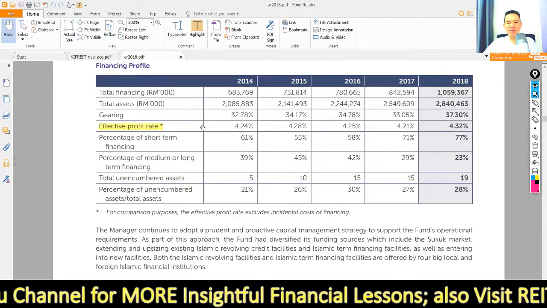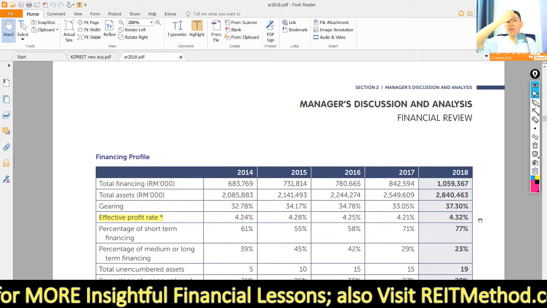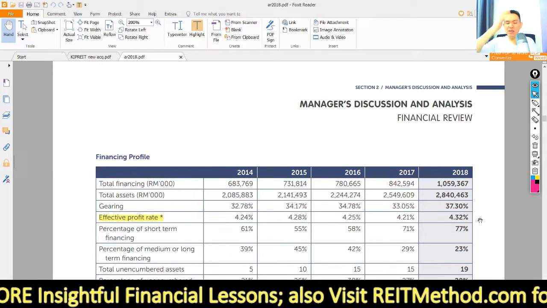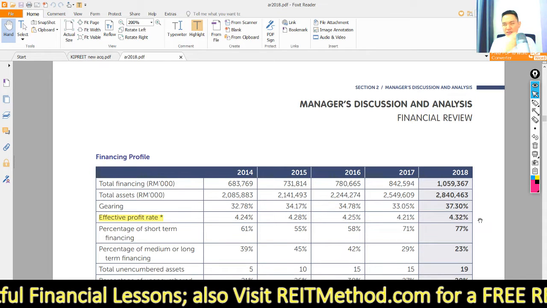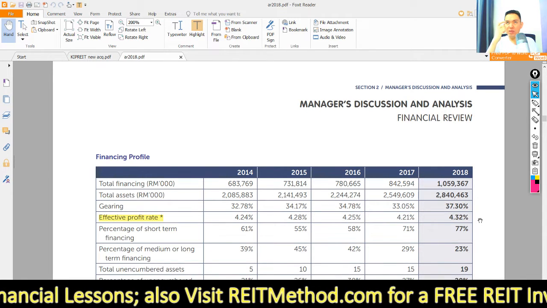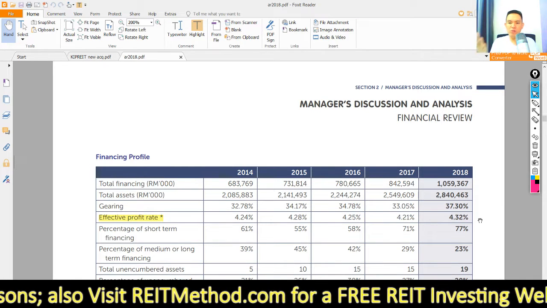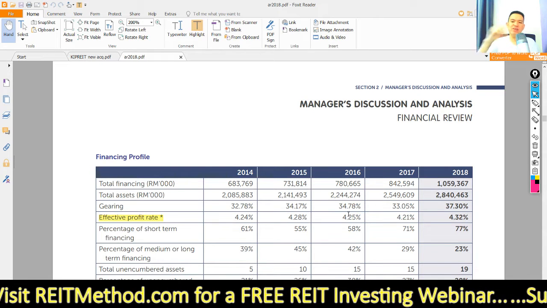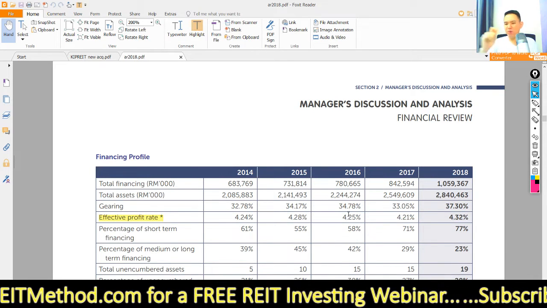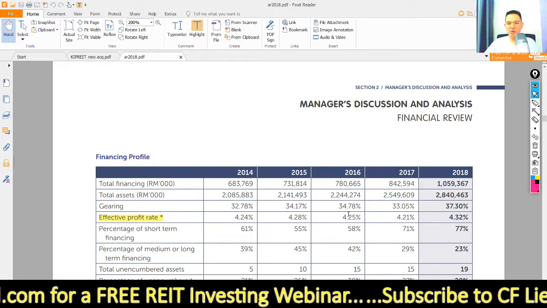Now the financial profile is very interesting also, because this is the important thing. What I've taught in the previous modules, if you are in the REIT method course, is when they borrow money, there's a certain interest rate, of course, right? Obviously for AXIS REIT, they are able to have their financing at a relatively lower rate, 4.3, 4.2, compared to normal, like 4.6 and whatnot.